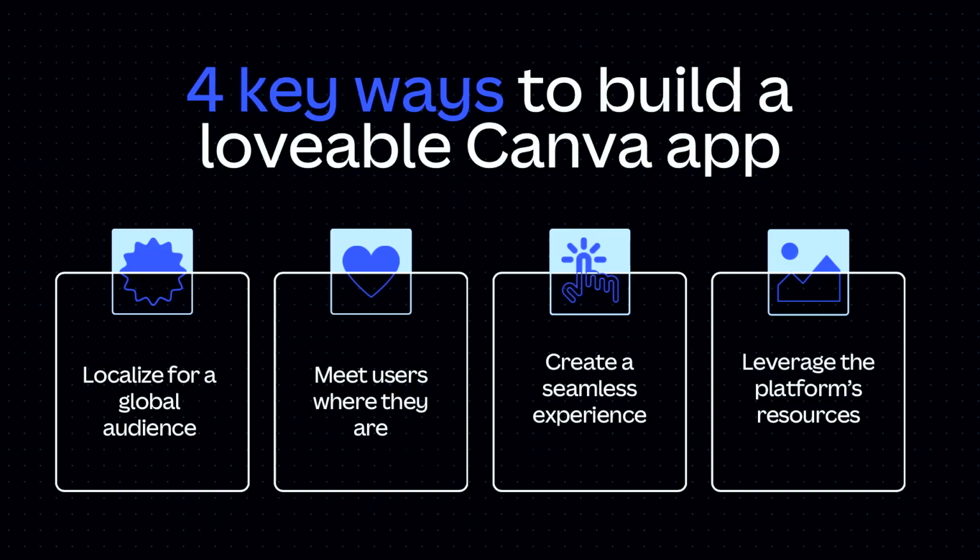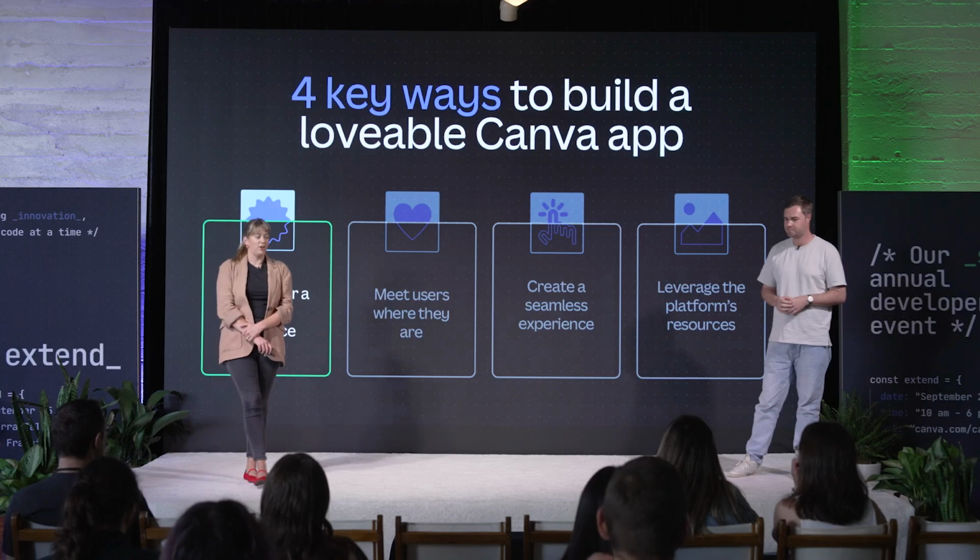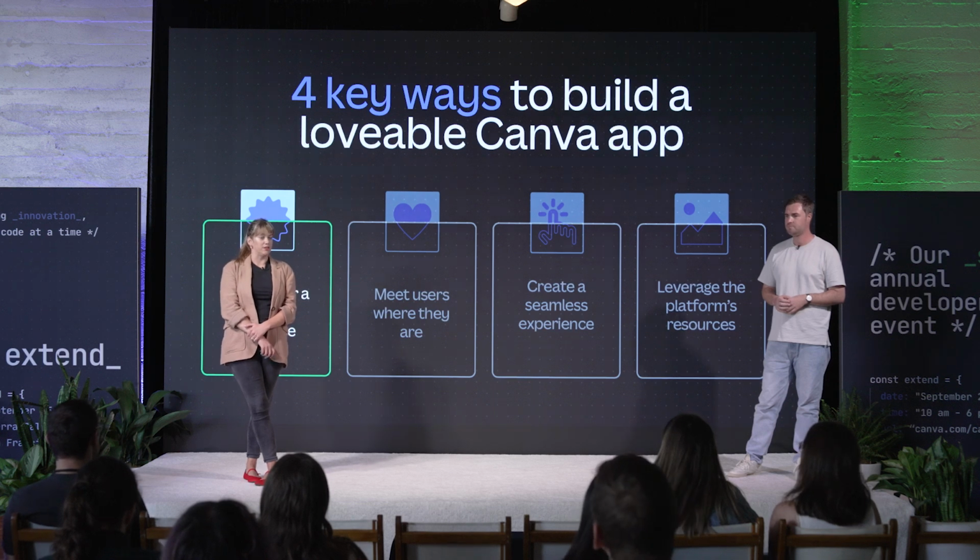And then we want to bring 3 of our partners on stage to talk about all the tips and tricks that they've applied to their businesses to be super successful in our ecosystem as well. Right, in this first half of the session, we'll dive into 4 key ways to build a lovable Canva app that works for your business. We're going to run through localizing for a global audience, meeting users where they are, creating a seamless experience, and talking about how you can leverage all the things that the Canva Developers Platform has to offer. All right, let's get started with localization.